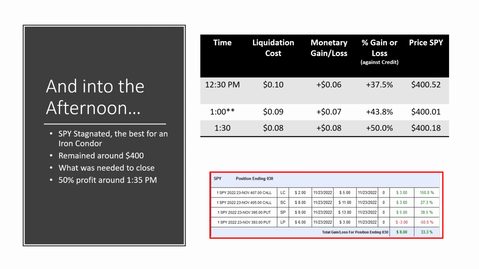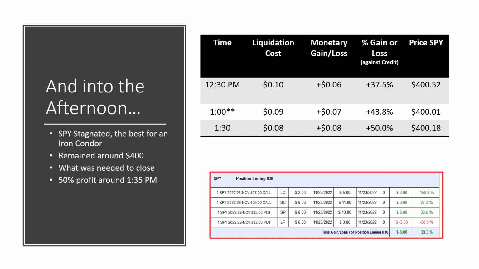Remember, we sold to open the 395 put for 13 cents, bought to open the 393 put for 6 cents. We were able to buy to close the 395 put for 8, making a 5-cent profit. And we were able to sell to close the 393 put for 3 cents. So we had a loss there of about 3 cents. And on the other side, of course, sold the 405 call for 11 cents. We were able to buy it back for 8. And the 407 call, the higher, we bought it for 2. It actually went up to 5 with midpoint prices that we looked like we were able to get.